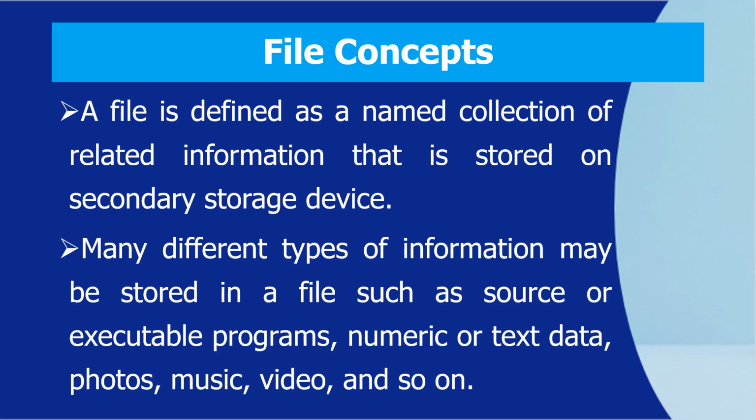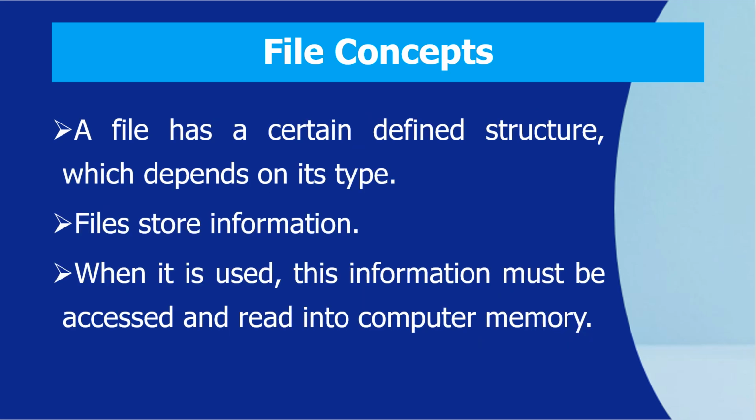File Concepts. As we know, a file is defined as a named collection of related information that is stored on a secondary storage device, that is, hard disk or any storage device. Many different types of information may be stored in a file, such as source or executable programs, numeric or text data, photos, music, video, etc. A file has a certain defined structure which depends on its type. A file stores information. When it is used, this information must be accessed and read into computer memory.